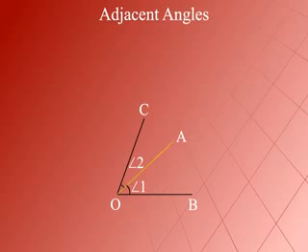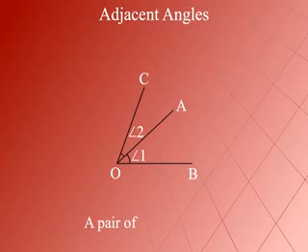Adjacent angles. Observe the two angles, angle 1 and angle 2, in each of the given figures. Each pair has a common vertex O and a common arm or side OA in between OB and OC. Such a pair of angles is called a pair of adjacent angles. Two angles with a common vertex and a common arm between the remaining two uncommon arms are called adjacent angles.